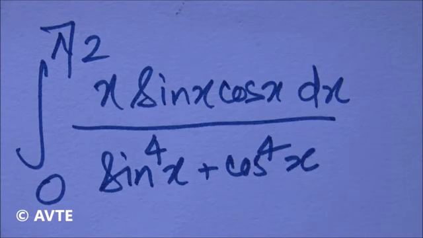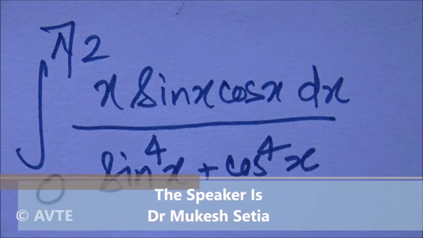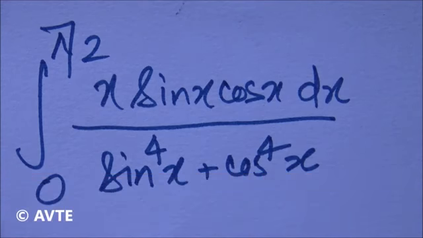For that, if you can see the limits, these are from 0 to pi by 2. So if we could apply the property 0 to a, then we can remove x and then it will be a simple question. Then most of the part can be done directly and then it will be a case of solving it through indefinite integration and then finally putting the limits. So why not apply that? So we're coming up with the solution.